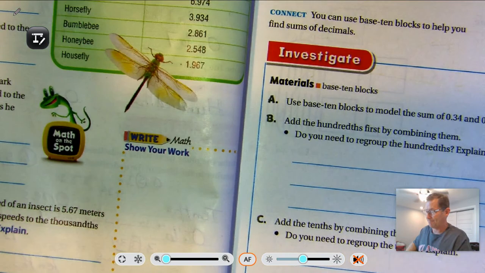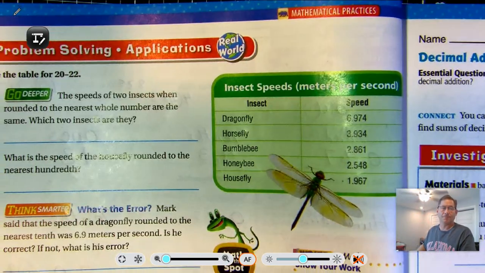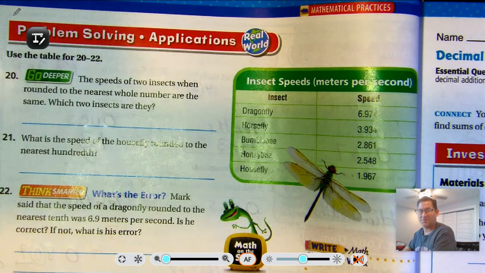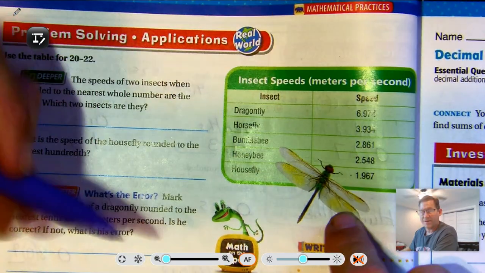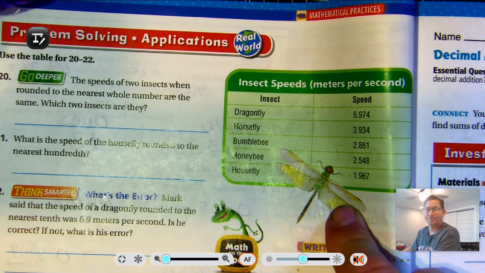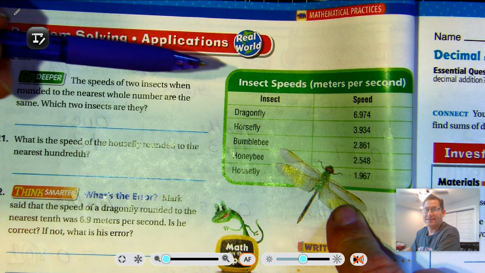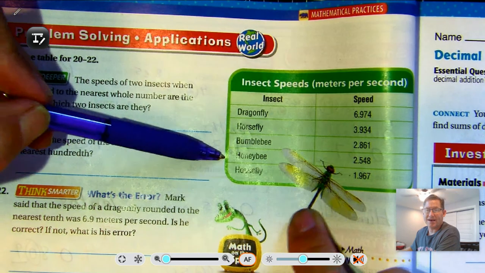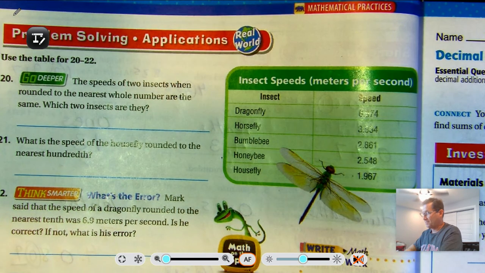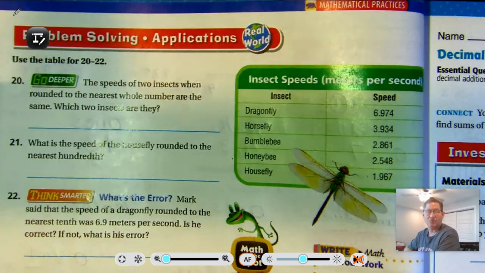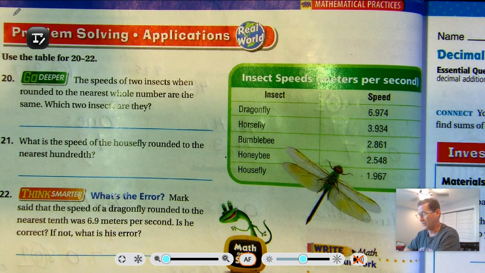All right, number 20. For numbers 20 to 22, use the table. Our table says insect speeds, in meters per second. So these speeds are meters every second. Just looking at this, it looks like the dragonfly has the fastest speed, and the slowest speed is the housefly. The speeds of two insects, when rounded to the nearest whole number, are the same. Which two insects are they?